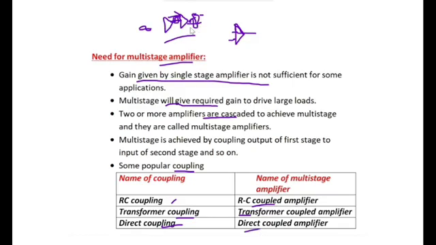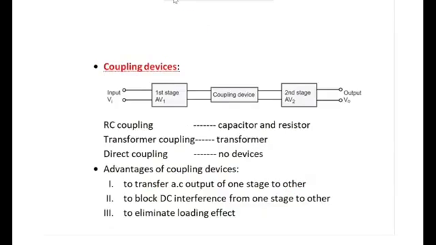Why do we use direct coupling? We will discuss it later. Mainly, it depends on the frequency range of operation, and based on that we use different couplings. Direct coupling is for low frequencies, and we will see it later. Now we have seen coupling devices and their use.